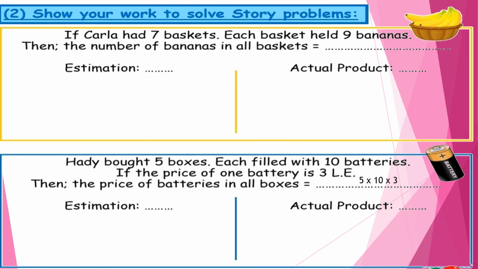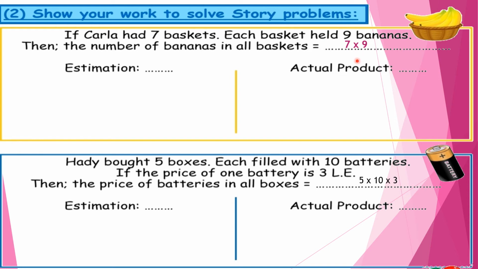Show your work to solve story problems. If Carla had 7 baskets, each basket held 9 bananas, then the number of bananas in all baskets? To find the number of bananas in all baskets, we're going to multiply 7 by 9. So I have here 7 by 9. I don't know what the product of 7 by 9 is, so I will estimate it and see if it's accurate. I will have here the actual product.